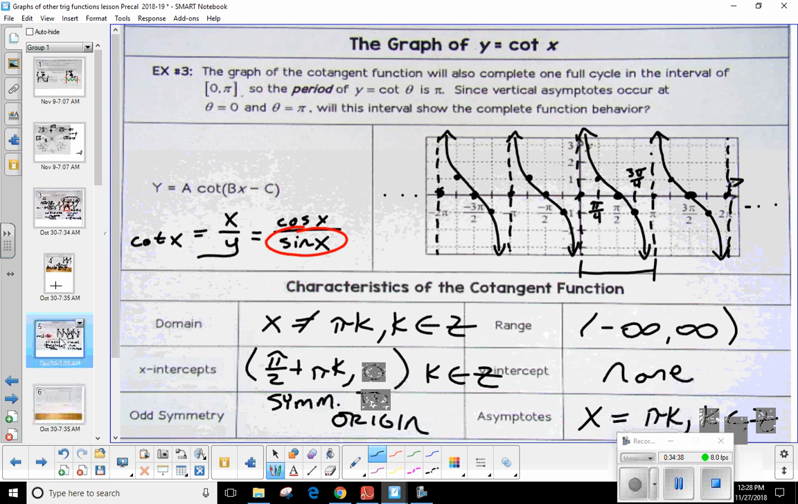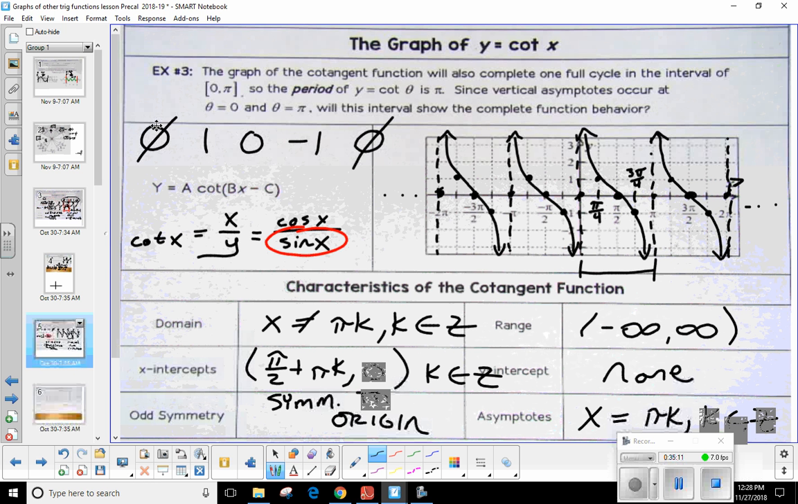In fact, can anybody give me what they believe the 5 critical values are going to be for one period? We start with an asymptote. Positive 1, 0, negative 1, asymptote. Yes. Just imagine you took the critical values for tangent and you just flipped it. Or it's like you took the reciprocal. Okay. There you go.